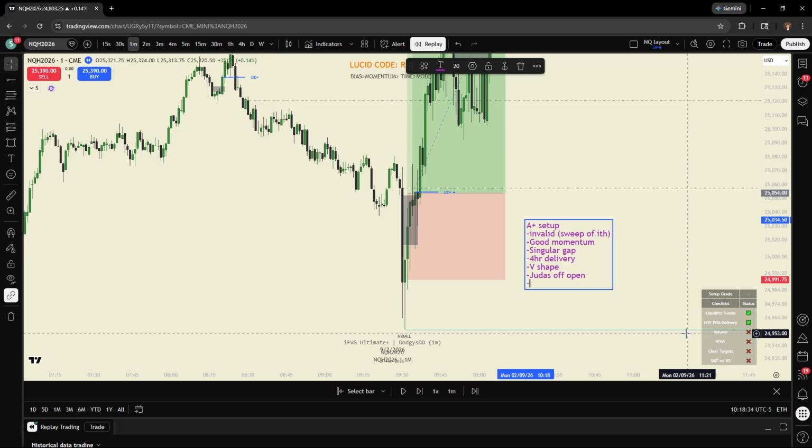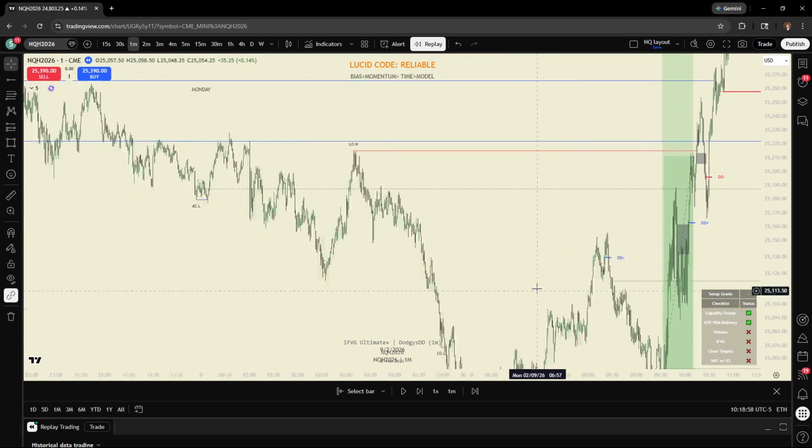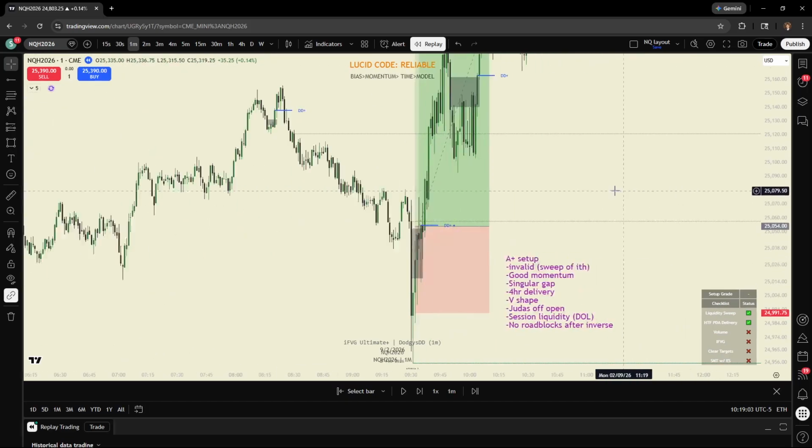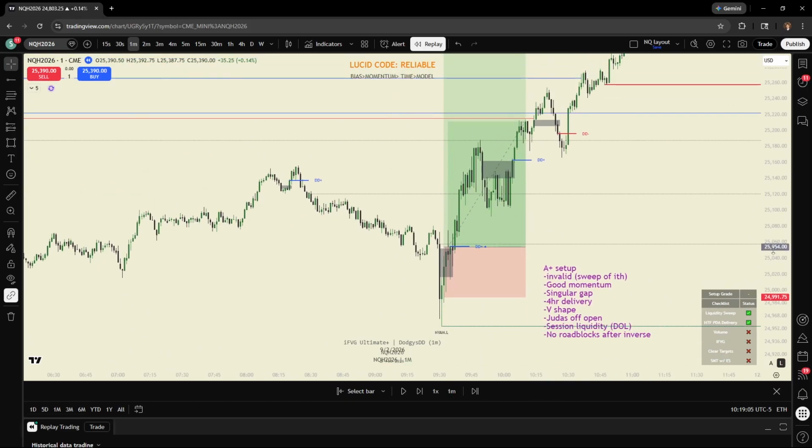What else? I mean, good session liquidity. No roadblocks. And what else about this trade? That's going to be it.